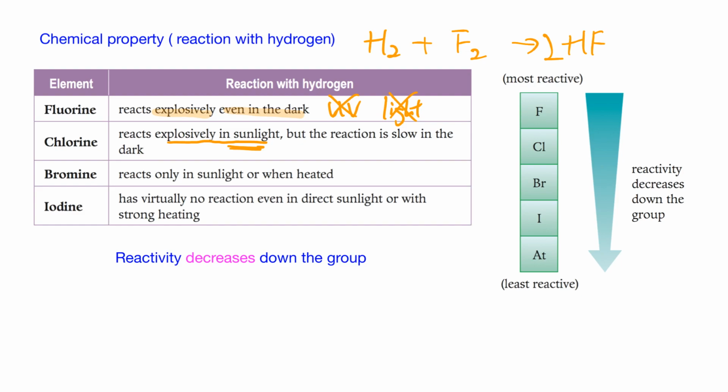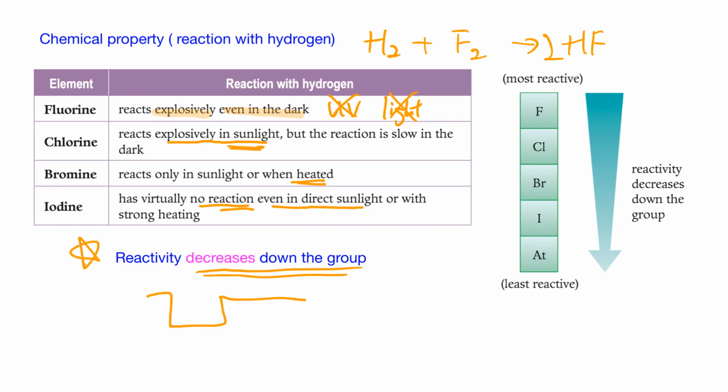For bromine, even in the sunlight or when heated, it may react. But finally, iodine has no reaction, even in direct sunlight. Even if you provide energy to it, iodine is not reactive enough to react with hydrogen. So you see that the reactivity decreases down the group.